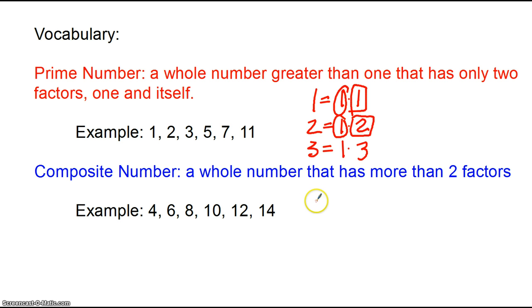A composite number is a whole number that has more than two factors. So for example, 4 could be 1 times 4, but it also could be 2 times 2. So it has 3 factors, 1, 4, and 2. Same thing goes for 6. We can have 1 times 6. We can have 2 times 3. More than just 1 and itself.